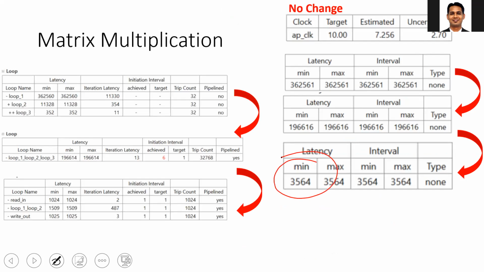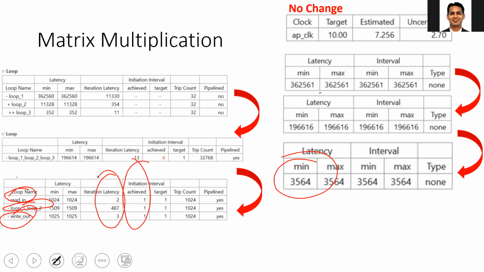If you look at the loops, you can see that I have 3 loops: one for reading the data from the memory and storing it into the local data. Then I have loop 1 and loop 2 for performing the matrix multiplication, and then I have loop 3 for performing the write out operation into the memory. And you can see that I am now getting an initiation interval of 1. That is the best I can achieve. And you can see that the iteration latency is this much.